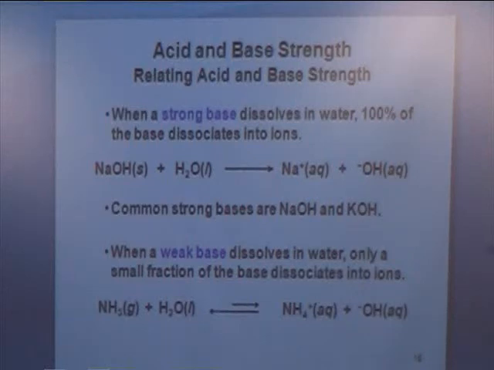When a strong base dissolves in water, there is dissociation, 100% dissociation. That means sodium hydroxide dissolves in water into sodium ion and OH ion. Most of the common strong bases are sodium hydroxide and potassium hydroxide, pretty much hydroxides of alkali metals. Do you remember where the alkali metals are? What are the alkali metals?